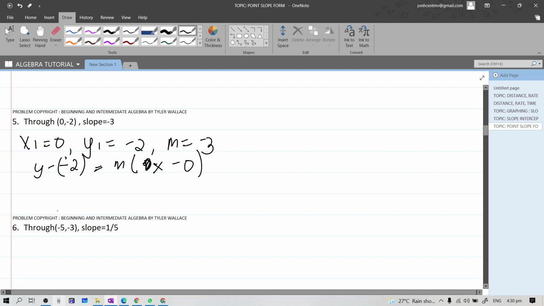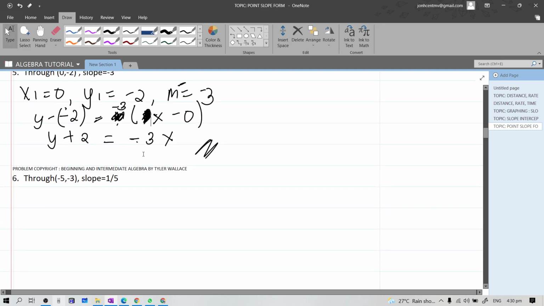Okay? So, ang m natin is negative 3. So, magiging y plus 2 is equals to negative 3 times x minus 0. So, this is the answer. Okay? So, si m, in-evaluate ko na muna yung value niya as negative 3 since may given na slope. Then, correction lang uli ha. Ito ay x minus 0, kasi si 0 is your x sub 1.